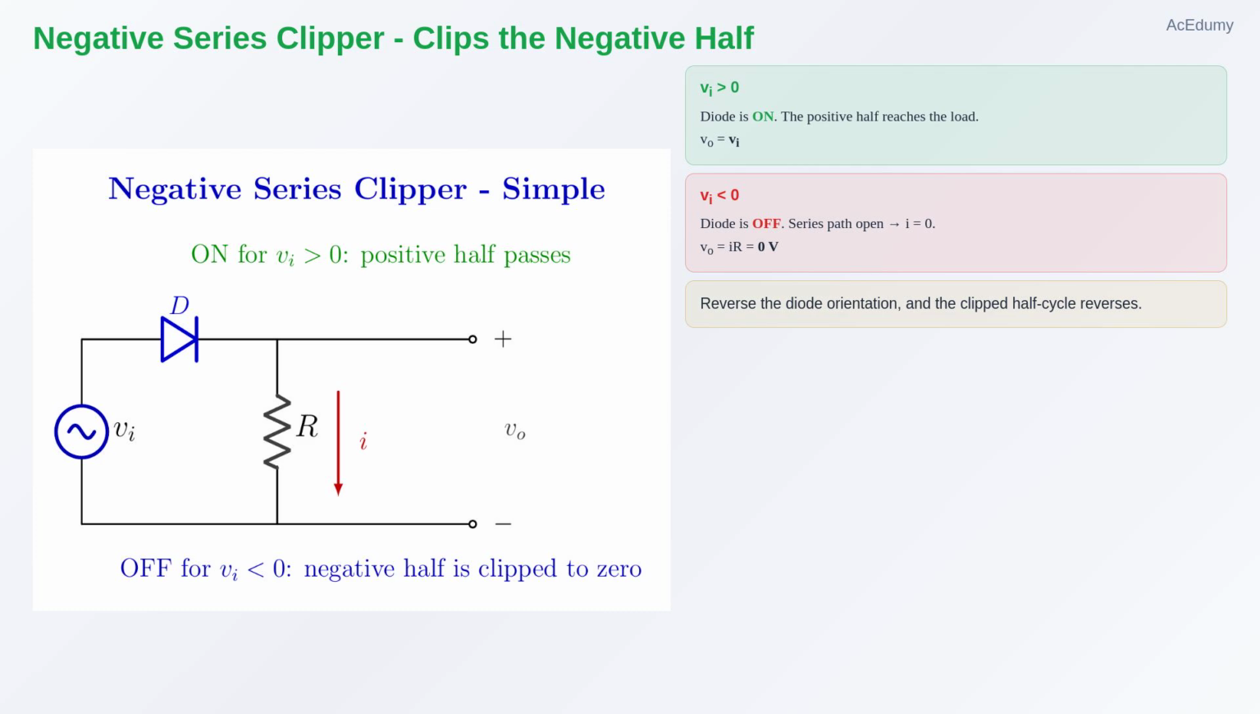When Vi becomes negative, the diode becomes reverse biased. It turns off and opens the series path. The current becomes 0 and therefore VO equals I times R equals 0 volts. So the negative half cycle is removed. That is the naming rule again. A negative clipper clips the negative half cycle. It passes the positive half and forces the negative half to 0.